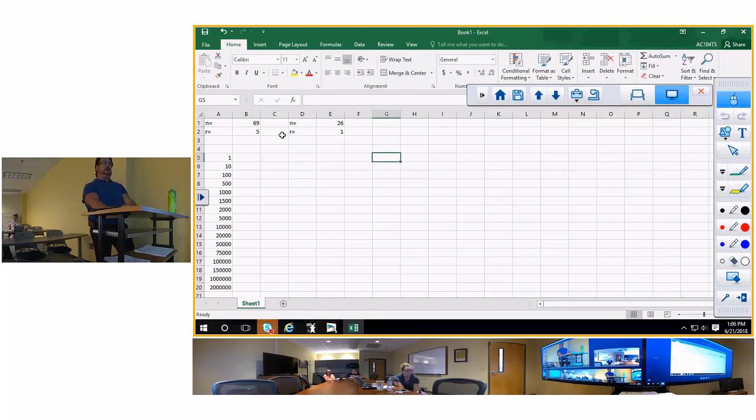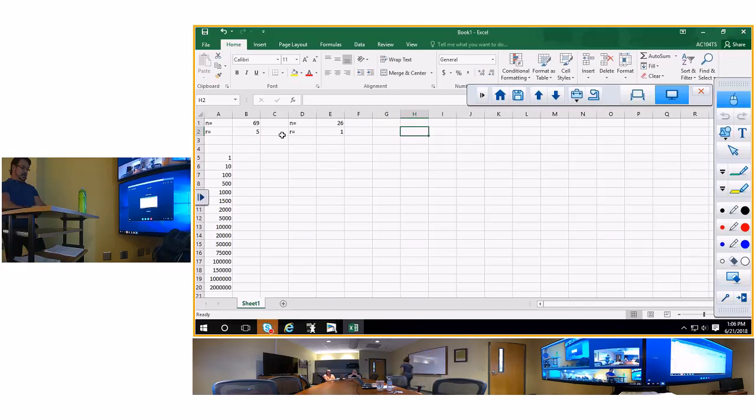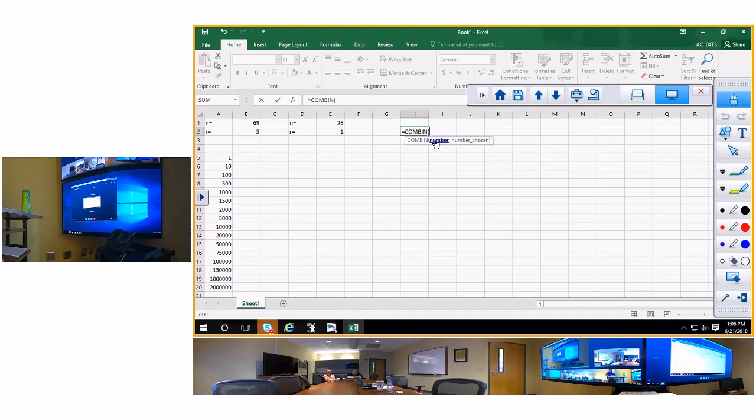All right, so about one ticket. I got to find out what my denominator is going to be. So we're going to do it right here. Okay, so we're going to say equals COMBIN, parentheses, 69, comma, 5, close parentheses. And then the second one should come out to be 26, because anytime you do a number with 1, it comes out to be that number. So we're going to check your math. Equals COMBIN. Comes out to be 26.